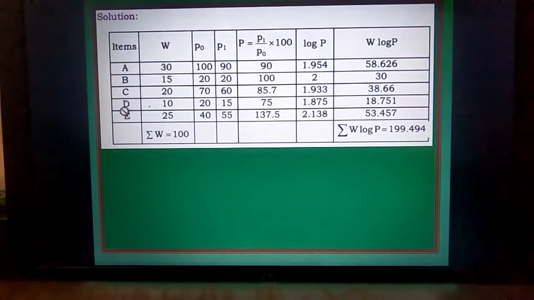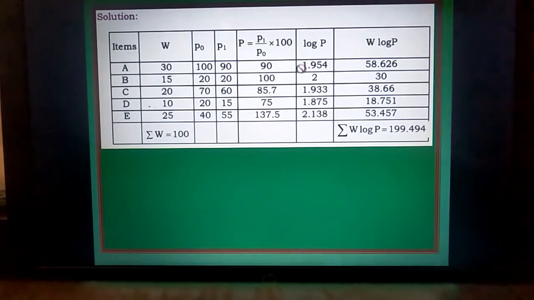So here, as I've mentioned in the previous slide, all the calculations have been performed. So W was given, items were given, P0, P1 was given. From this, we have to calculate P, which is P1 by P0 multiplied by 100. That means 90 divided by 100 multiplied by 100, which is 90. 20 divided by 20 multiplied by 100. So again, it is 100. That way, for all the remaining rows, the capital P value has to be calculated.